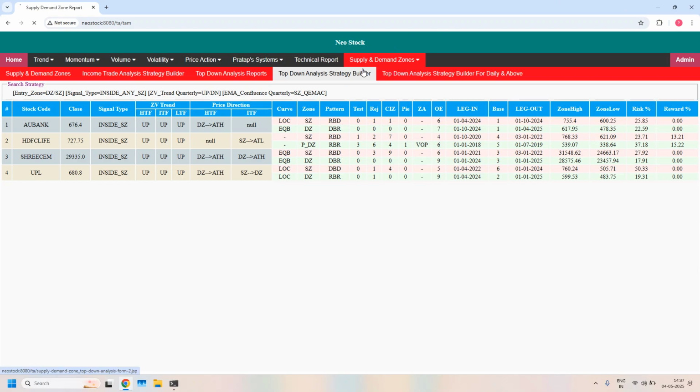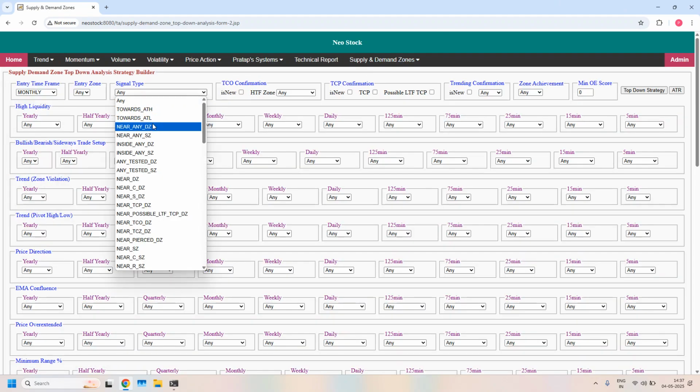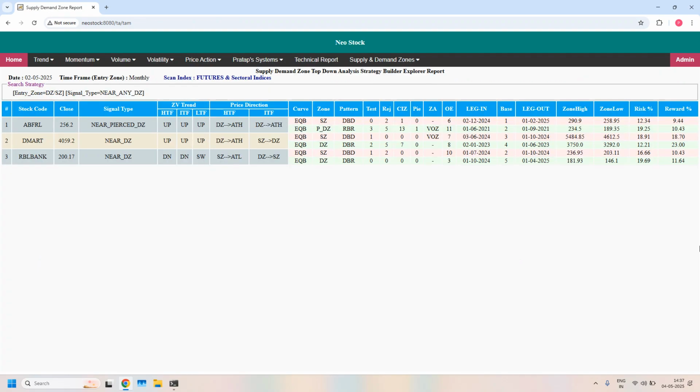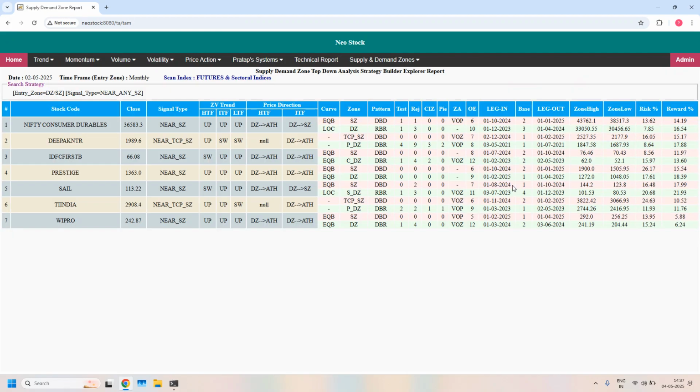The next time frame is monthly. Stocks near to the monthly demand zone, we got 3 stocks. Next, stocks near to the monthly supply zone, we got 7 stocks.